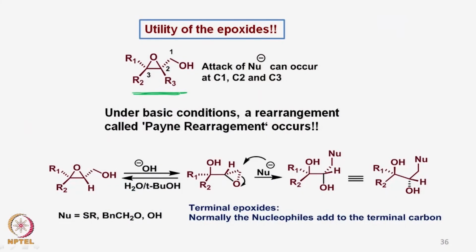Now what is the utility of these epoxy alcohols in the synthetic area? Let us see that. We have the epoxy alcohols like this, and we can anticipate that there are essentially three centers where the nucleophile can attack. If we are in a position to make the hydroxy group a leaving group, then the nucleophile can attack at carbon number 1. Then it can attack on carbon number 2, the epoxide can be opened by nucleophilic attack at carbon number 2 and also at carbon number 3. It all depends upon various conditions, and we will discuss under what conditions such attacks are possible.